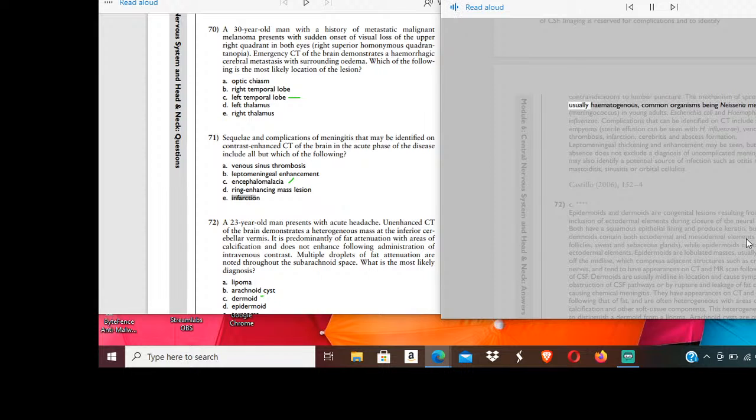The mechanism of spread is usually hematogenous, common organisms being Neisseria meningitidis, meningococcus, in young adults, Escherichia coli, and Haemophilus influenzae. Complications that can be identified on CT include subdural empyema, sterile effusion can be seen with H. influenzae, venous sinus thrombosis, infarction, cerebritis, and abscess formation. Leptomeningeal thickening and enhancement may be seen, but its absence does not exclude a diagnosis of uncomplicated meningitis. CT may also identify a potential source of infection such as otitis media, mastoiditis, sinusitis, or orbital cellulitis.